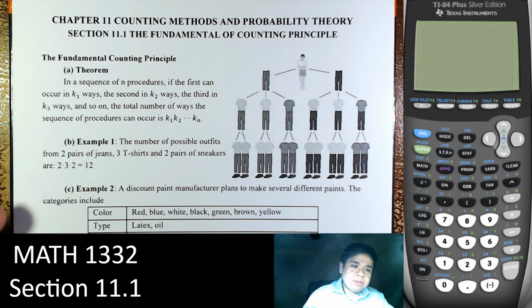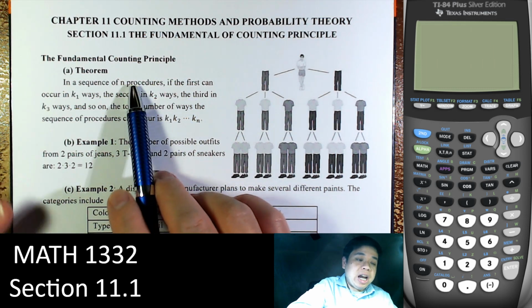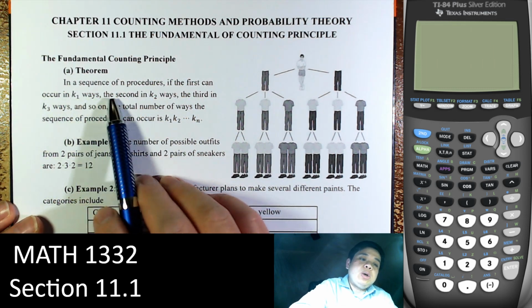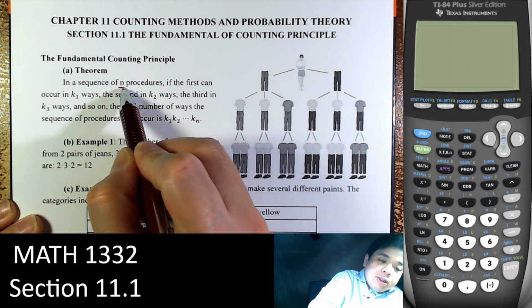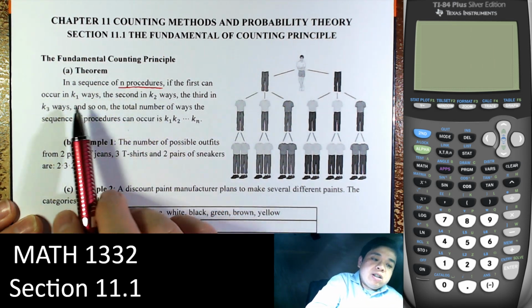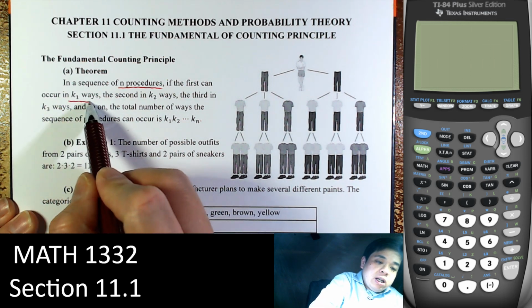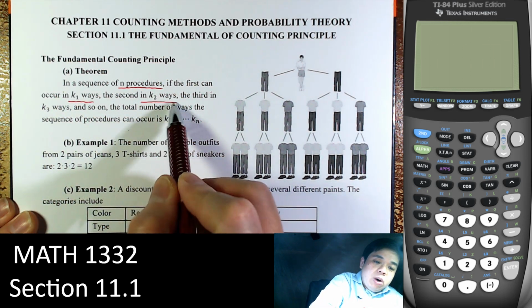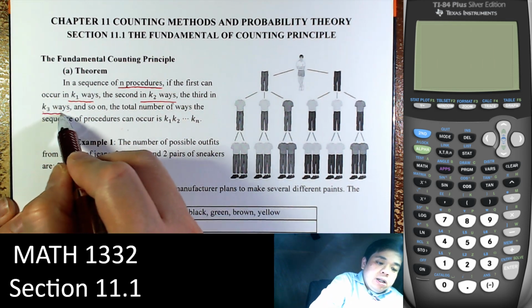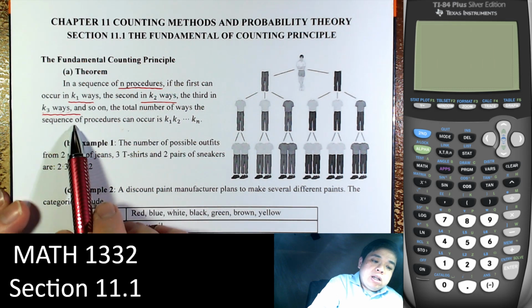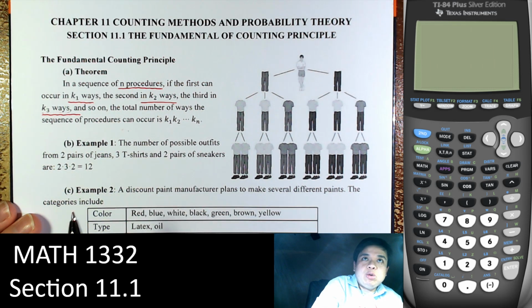This is also called the multiplication rule. In a sequence of n procedures, if the first task can be done in k1 ways, and the second task in k2 ways, and the third in k3 ways, and so on, then the total number of ways the sequence of procedures can occur is k1 times k2 times k3 times kn.